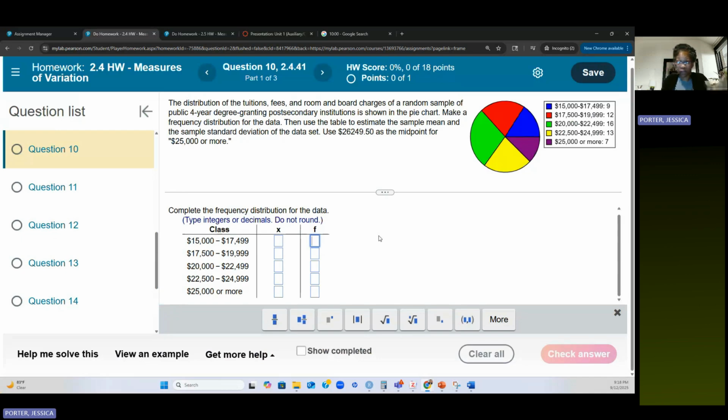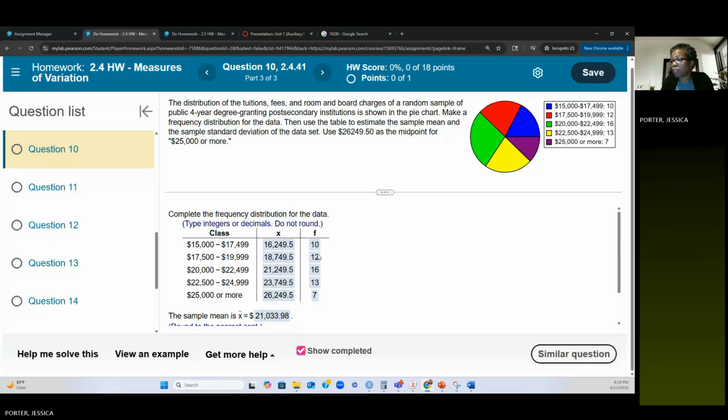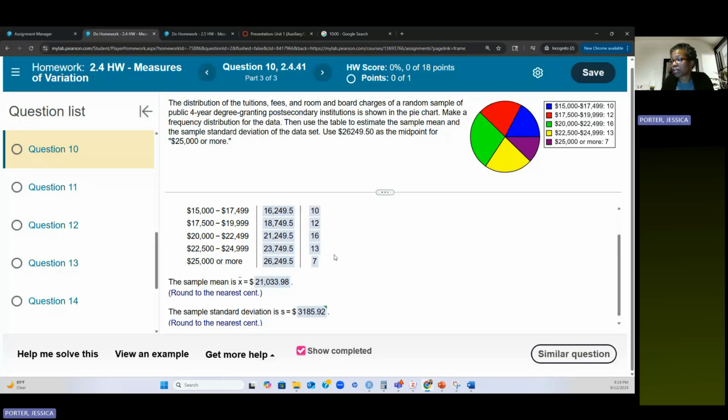And the reason, I'm running low on time, I wanted to get a little bit into 2.5. At the top of the range, like I was telling you before, they're going to tell you what to put in there. So 26,249.5 as the midpoint for 25,000 or more. Let me show this completed. There we go. So here's what this kind of looks like here.